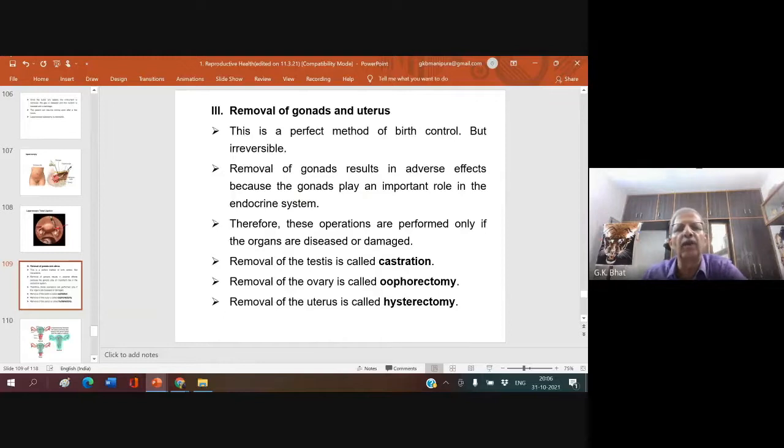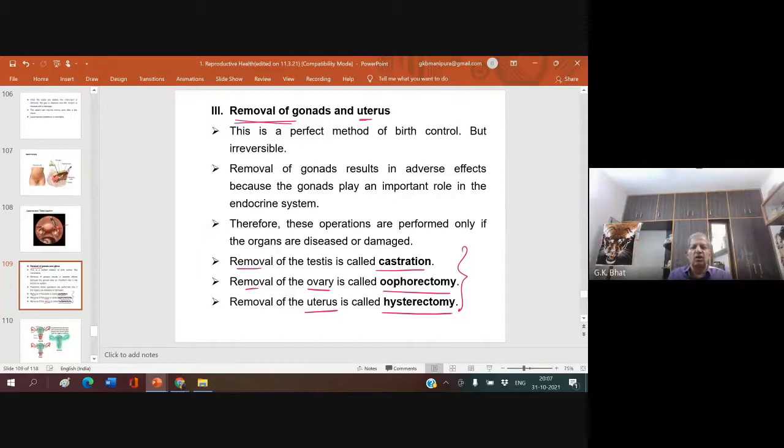And the removal of gonads is the ultimate method. Only if gonads are there do they produce the gametes. If the gonads are removed, or if the uterus is removed, that is the ultimate. So remember, the removal of the testis is called castration. Please note down: removal of the ovary is called oophorectomy, and removal of the uterus is called hysterectomy. These are three terms you must know.